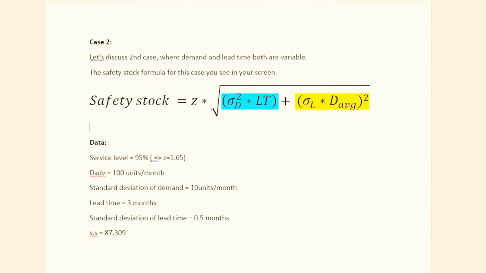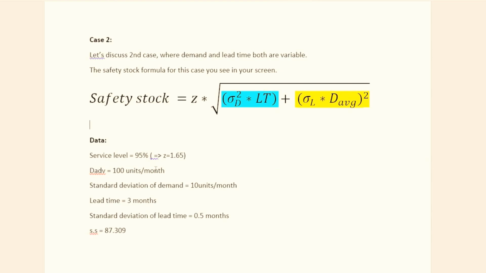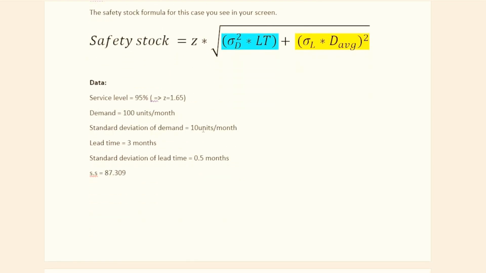So let's have one example for this case as well. We assume service level 95%, and when you go into the Z table or normal distribution table, you find Z value 1.65. Then you have a demand of 100 units a month, and the standard deviation of demand I assume is 10 units a month. It totally depends on your data set. And lead time is 3 months.